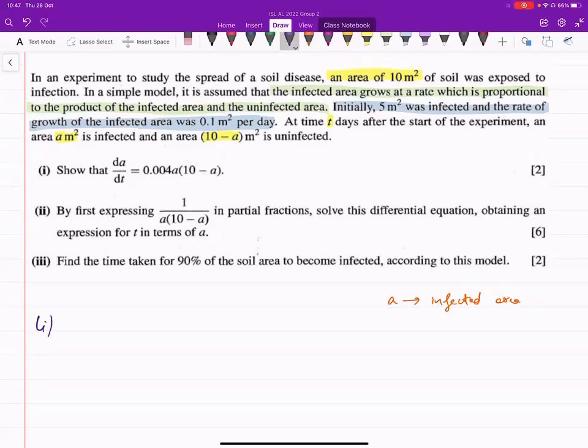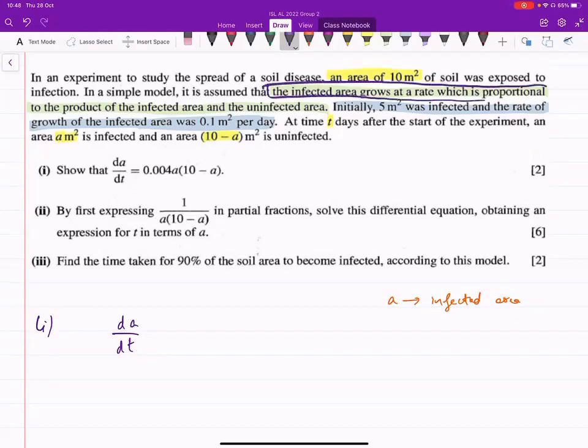Infected area grows at a rate. Infected area, the rate of growth. What is that? That's dA over dt. And infected area को A से represent किया हुआ है. So dA over dt, that is the rate of growth of the infected area.